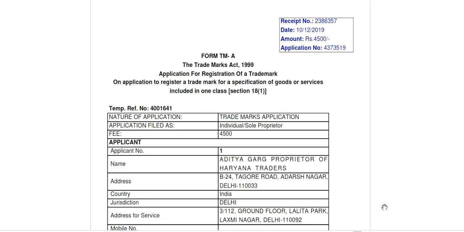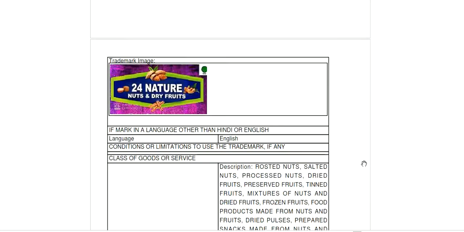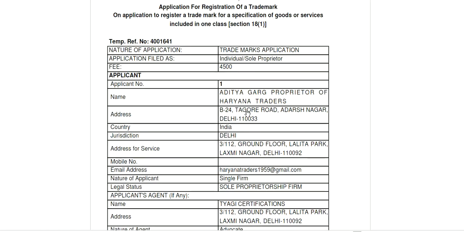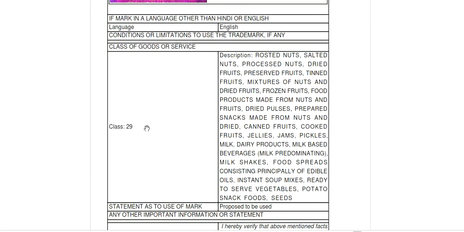Okay, here is the mark where e-filing has been made. First we'll go and see what the mark is. 24 nature is the mark which they intend to register. It is also filed as a label mark, that is a device mark. The word is 24 nature. They also filed in class 29, so they use this label for class 29.